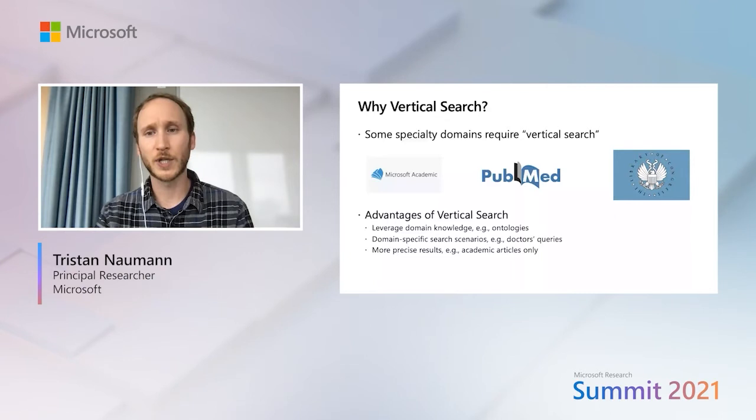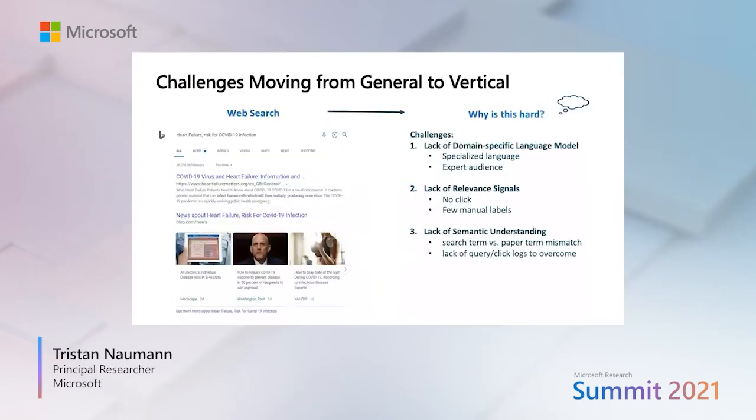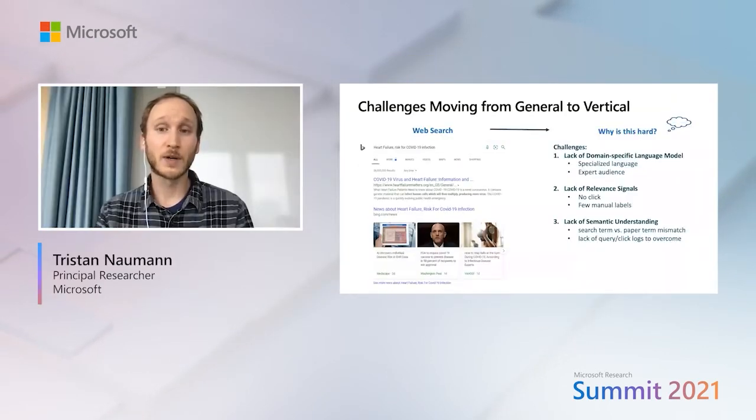So let's talk about a few challenges exemplified by vertical search, specifically the lack of a domain-specific language model. In a biomedical context, this is a function of a focused audience of medical experts who use specialized language. And while recent advances in large neural language models demonstrate huge gains in the general domain, medical language can be sufficiently dissimilar that issues arise.